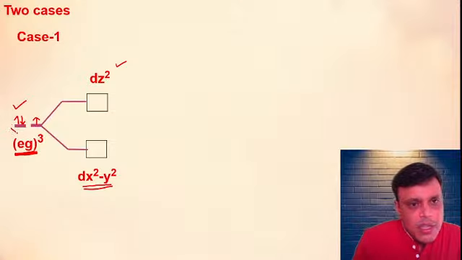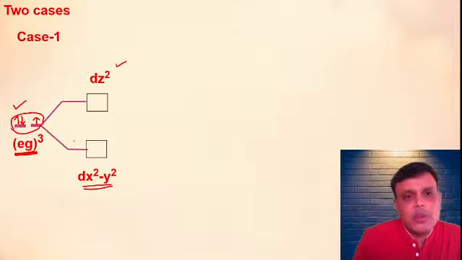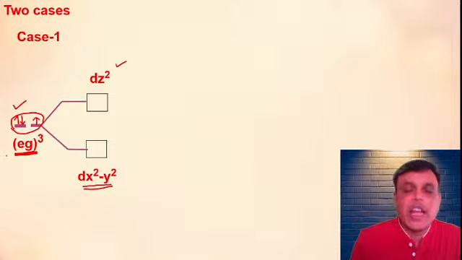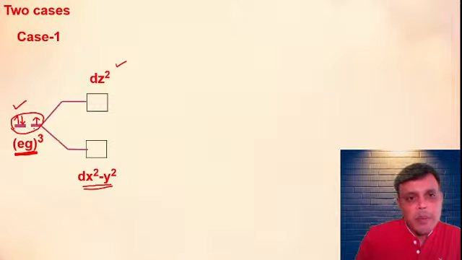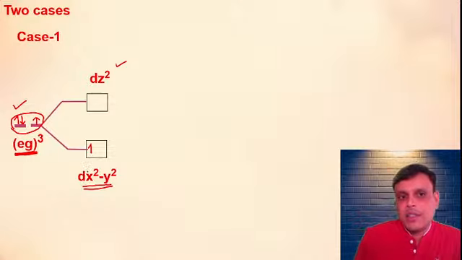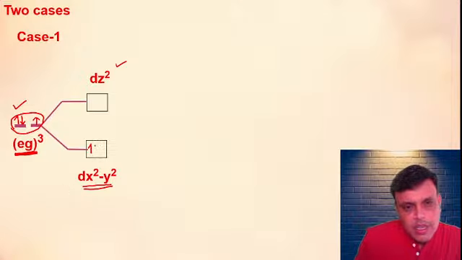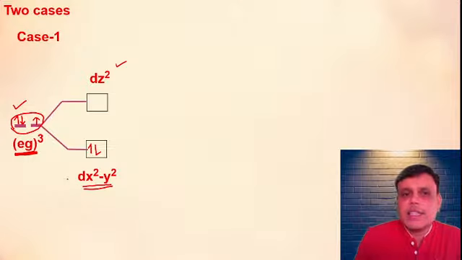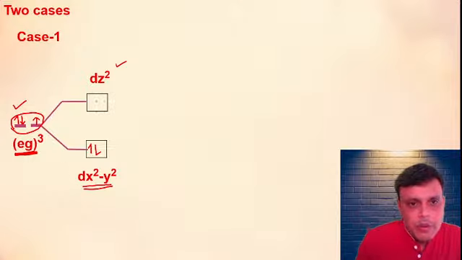ये 3 electrons आप लोगों को dx square minus y square and dz square में fill करने हैं according to the rule. So according to the rule, what happens? The electrons will go into the lower energy orbital first. So here dx square minus y square is lower in energy. So first electron will go into this orbital, dx square minus y square. Then another electron will go into the same orbital, that is dx square minus y square, and the third electron will go into the dz square.